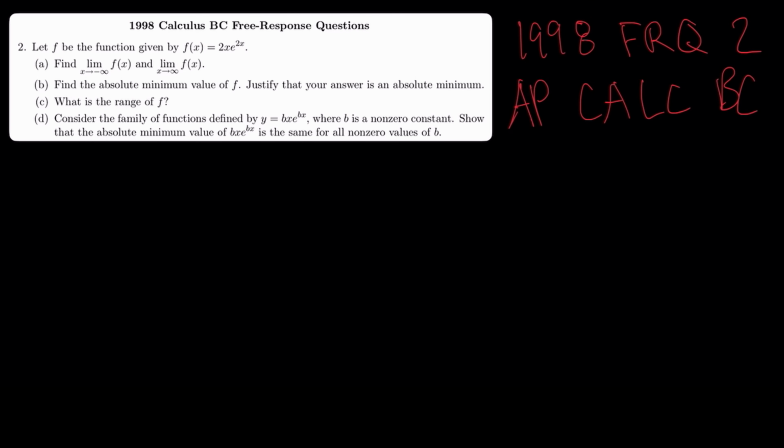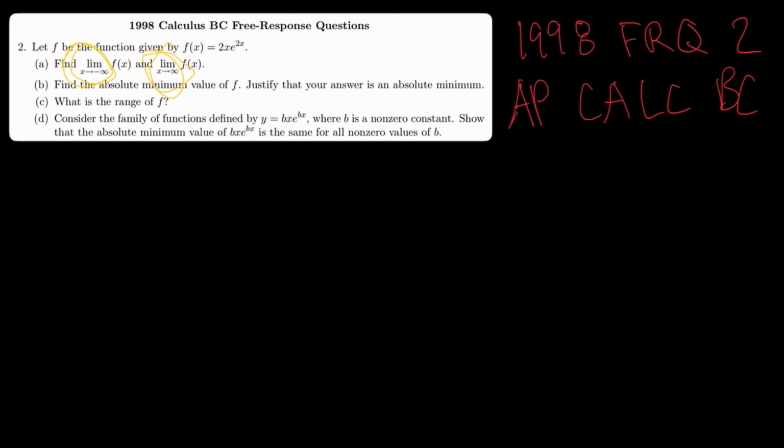Today I'd just like to do the second FRQ from the 1998 AP Calculus BC exam. We are given a function f of x equals 2x e to the 2x. Our first task, or step A, is to take the limit as x approaches negative infinity of f of x and the limit as x approaches infinity.